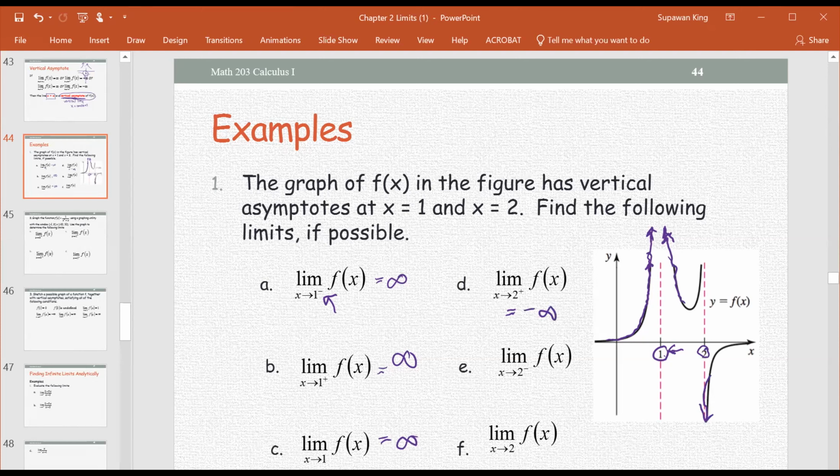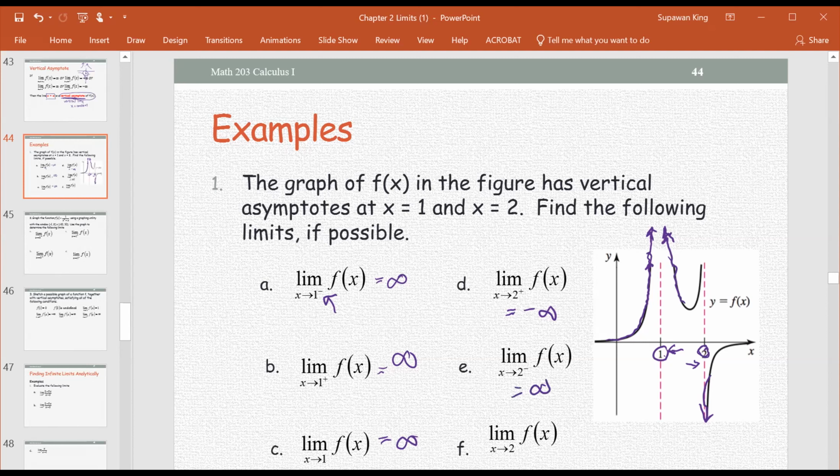How about the next one, part E? Look at the point 2 again, but this time it's coming from the left side of 2. Does the function approach plus or minus infinity? Plus infinity, very good, yep.